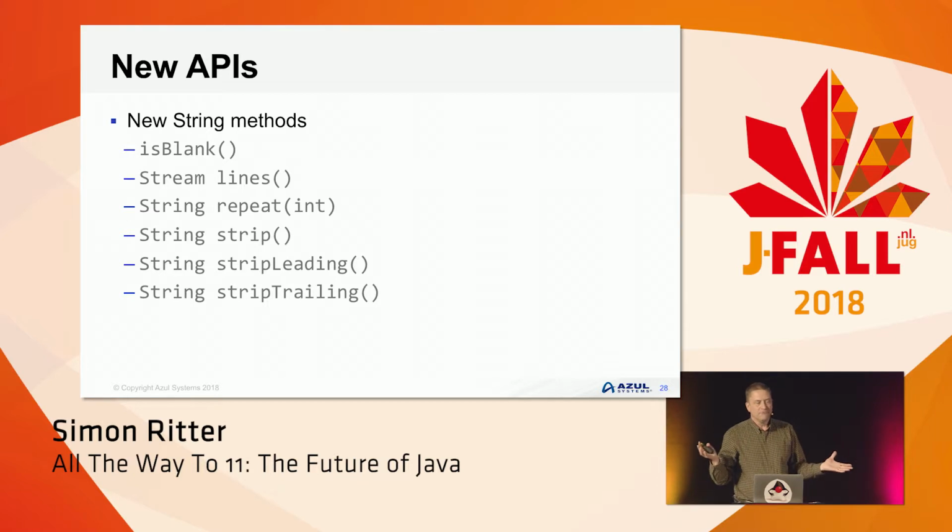String has been shown some love and now has some new methods. There is an isBlank method, which will, well, funny enough, tell you if it's a blank string or not. There's a lines method that will give you the ability, if you've got line breaks in your string, to get a stream of the individual strings that are separated by those line breaks. Then there's repeat, which will repeat the string a number of times, and then you've got strip, stripLeading, and stripTrailing, which will remove white space from both ends, the leading or the trailing end.